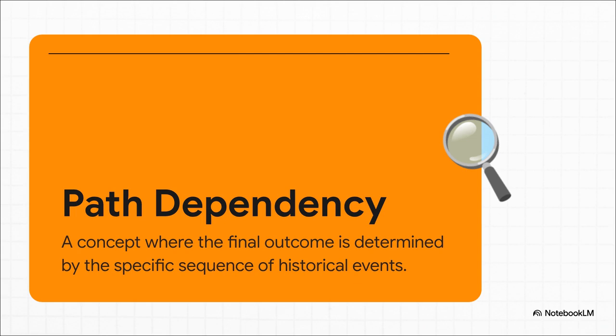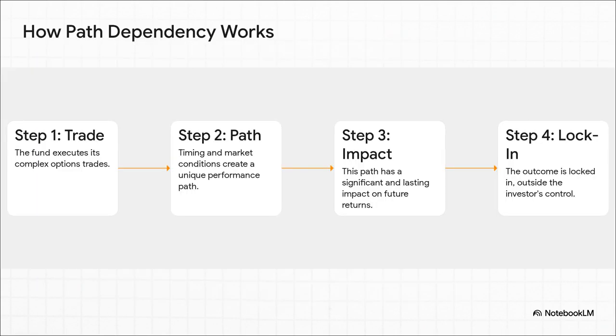Think about it. If you take one wrong turn at the very start of a journey, every mile that follows is on a fundamentally different path. You might never be able to get back to your original route. That single early decision has locked you into an entirely new outcome. So let's see how this plays out for your investment. It's basically a four-step process.